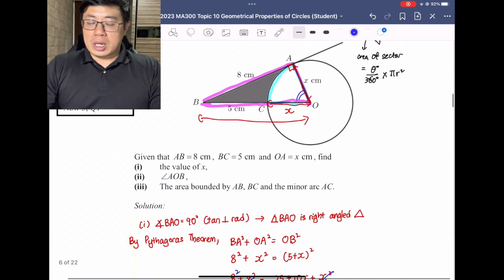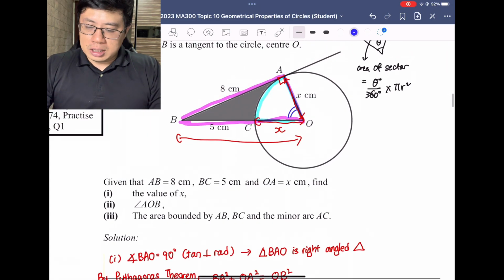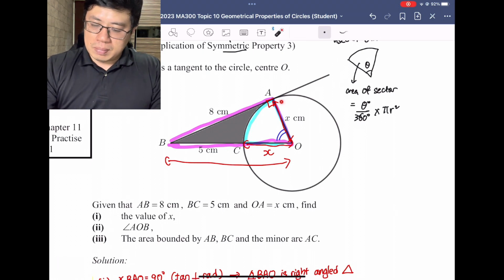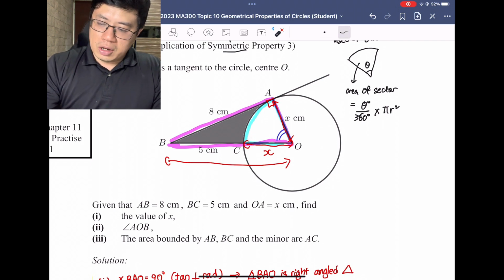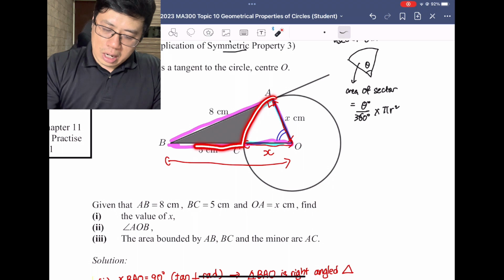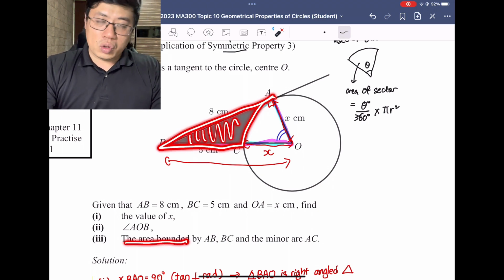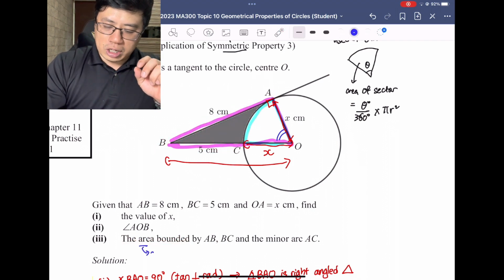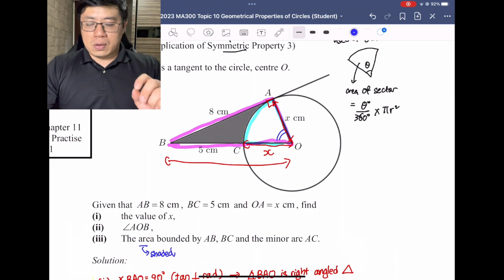Now next, we are looking at part 3. Part 3, the area bounded by AB, BC, and the minor arc AC. What they are looking for is this shaded area here. This is the part that the question wants. They're basically looking for the shaded area here. So how do I find this area?